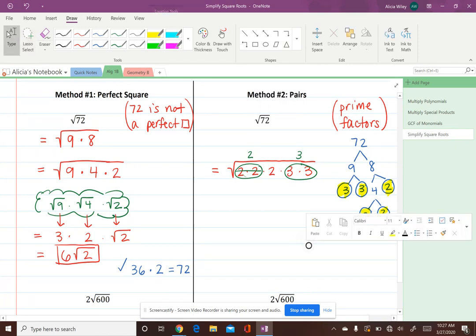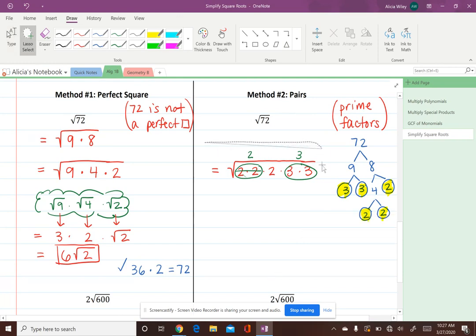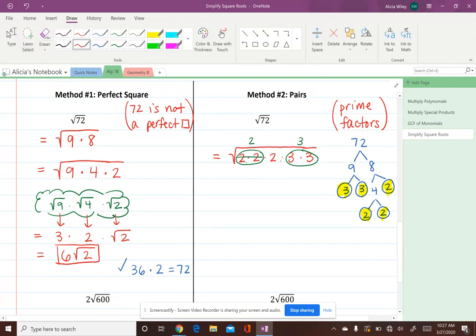Okay, so what you can see now is that I have a 2 and a 3 on the outside, and I have a 2 here that wasn't used at all. So remember, we can't take the square root of 2. It's a prime number. So this stuff that's on the outside, if you look over on this method, it's the same numbers that we had on the outside here.